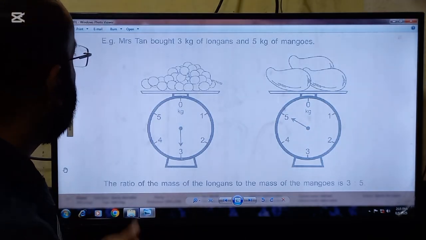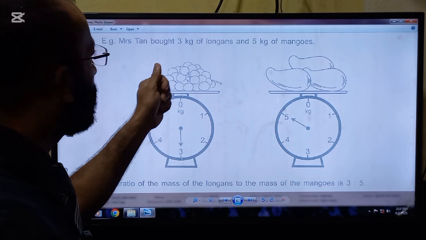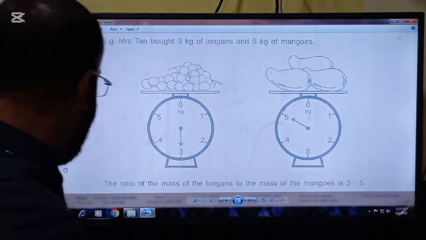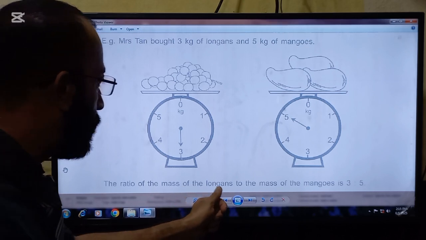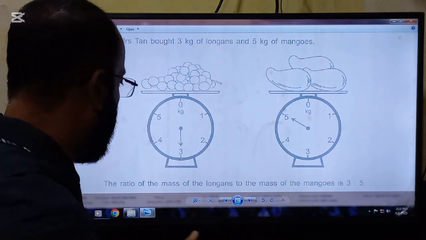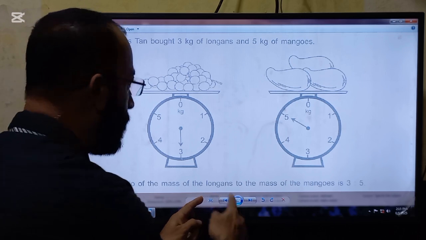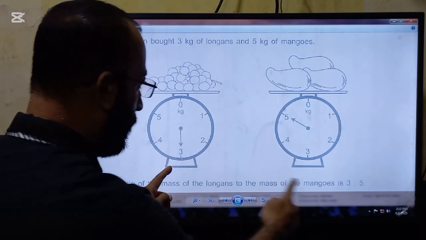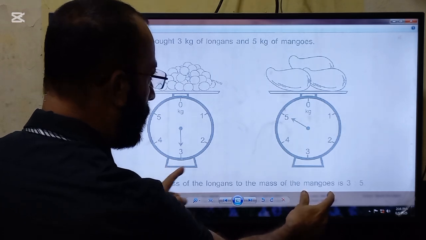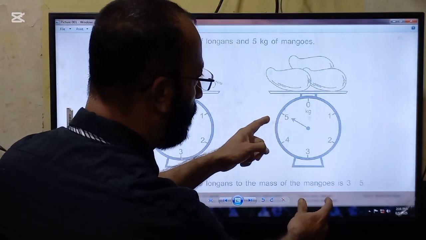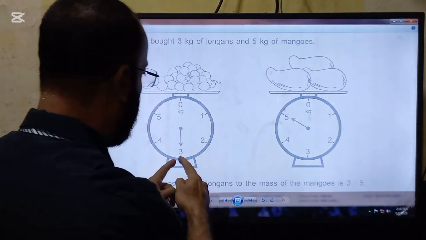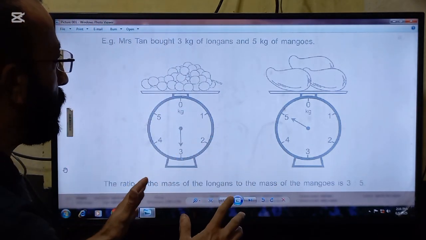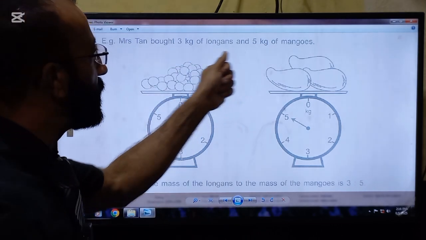Here is another question. Mrs. Tan bought 3 kg of the longans and 5 kg of the mangoes. The ratio of the mass of the longans to the mass of the mangoes. So look, longans are coming first. So the mass of the longans will be written first. And mangoes are coming later. So the mass of the mangoes will be written later. So 3:5.